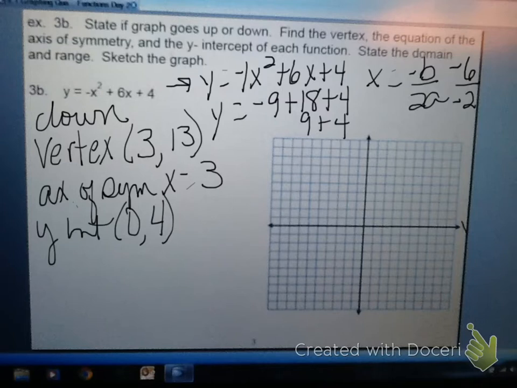All right, now I'm going to graph. Now the vertex is (3, 13). That's a little off my graph, but I can extend it. (0, 4) right here. Now I'm going to draw my axis of symmetry, which is a vertical line at 3.